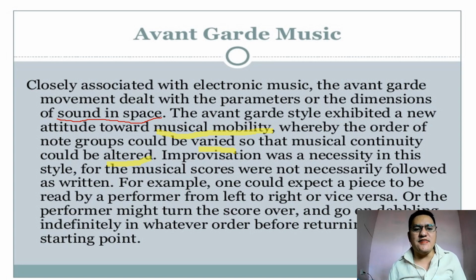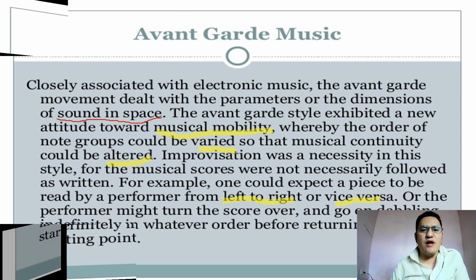Improvisation was a necessity in this style, for the music scores were not necessarily followed as written. For example, one could expect a piece to be read by a performer from left to right, or in others, take note of this, this could be done vice versa. It could be right to left. It depends on the one who reads it. Okay? Or the performer might turn the score over and go on indefinitely in whatever order before returning to the starting point. Okay, that is the characteristic of avant-garde.